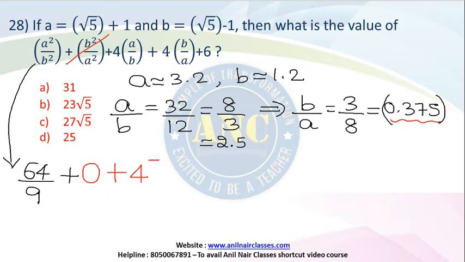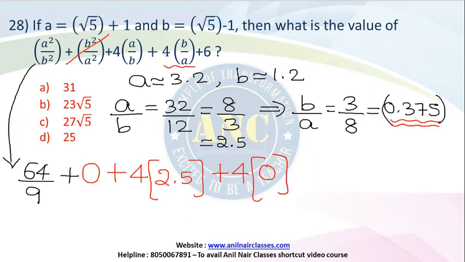Multiplied, 4 times a divided by b. a by b is 8 by 3, or approximately it is 2.5, right? 2.5 plus 4 times b by a. The fourth term is b by a. b by a is 0.3, approximated to 0. Sir, how can you just say 0.3 as 0, sir? I can say it because all the answer options are very far from each other, sir. That is the reason I am taking so much approximation.